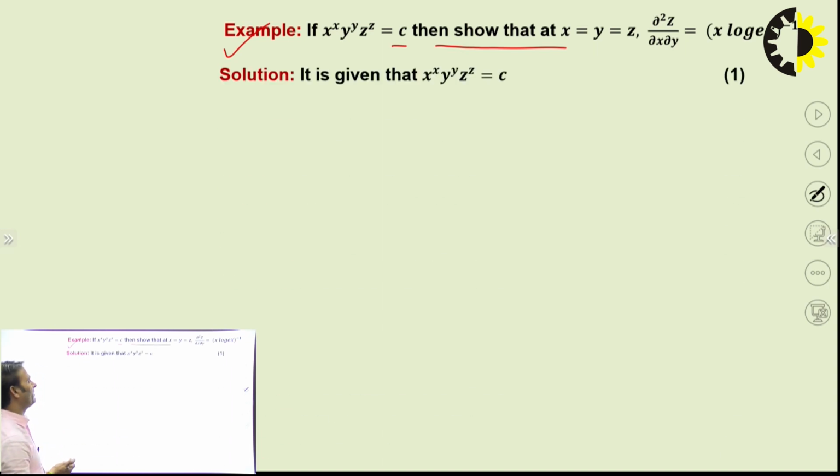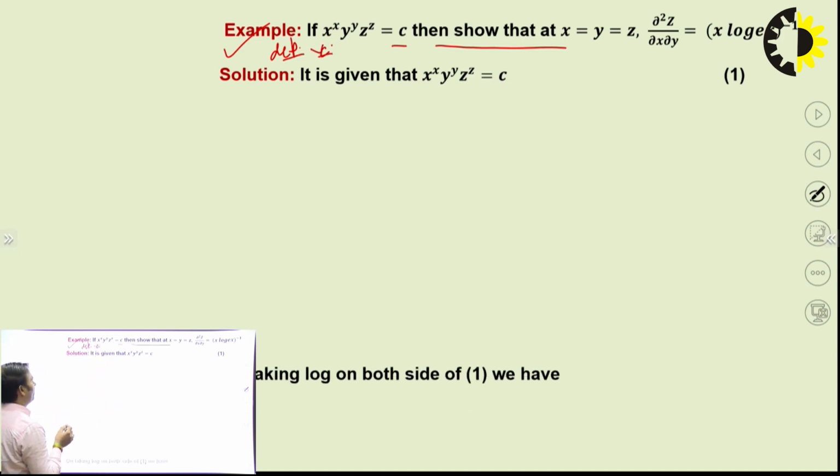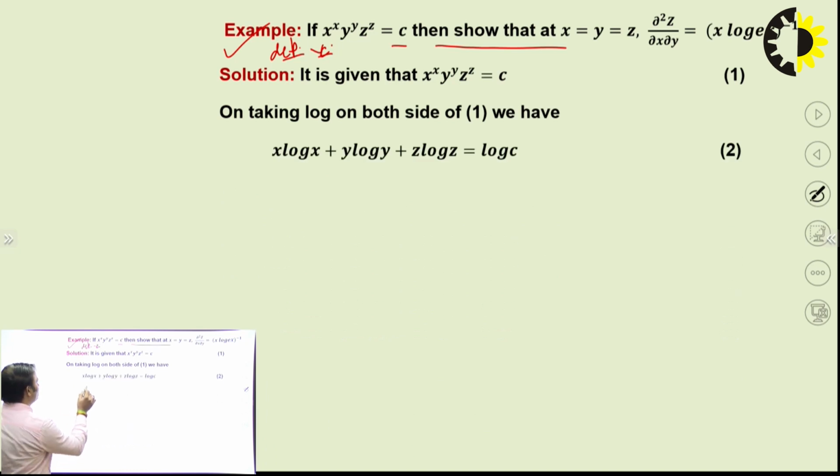So there is a problem in this question, student. We are not given any dependent variable on the left hand side. There is no independent variable mentioned. So first of all, we have to take the logarithm on both sides because we have to check which one is the dependent variable and which one is the independent variable. That is the most important part of this question, correct?